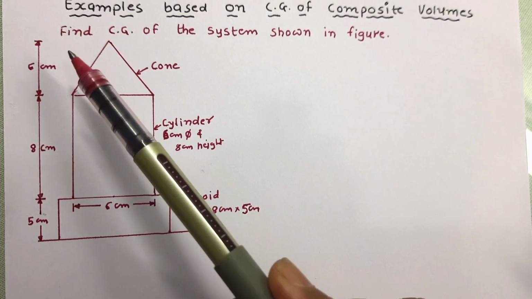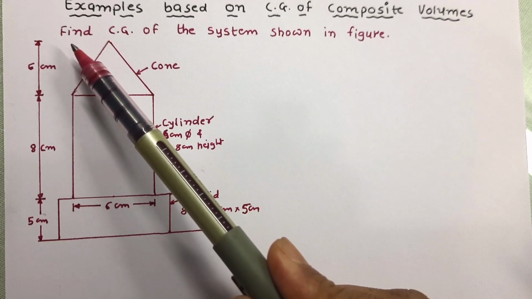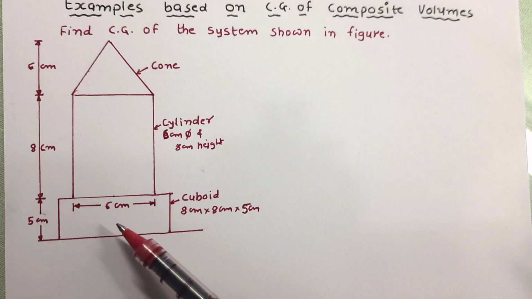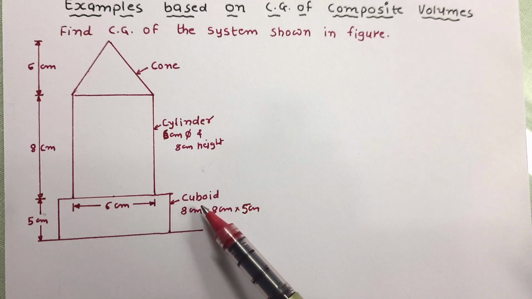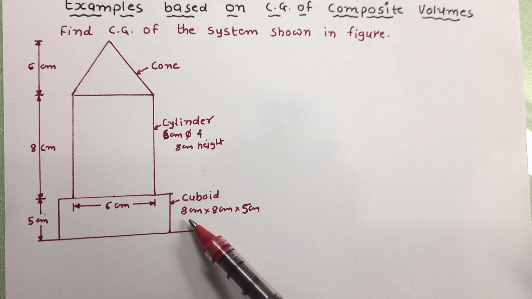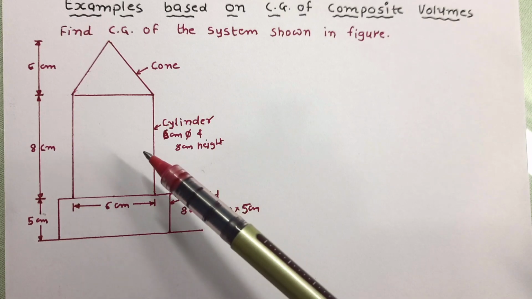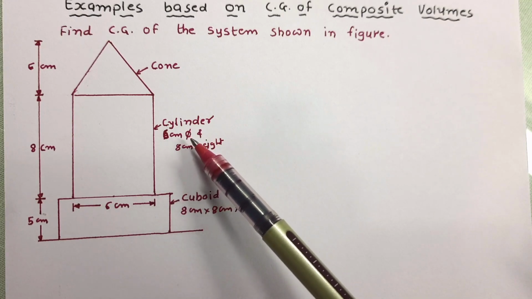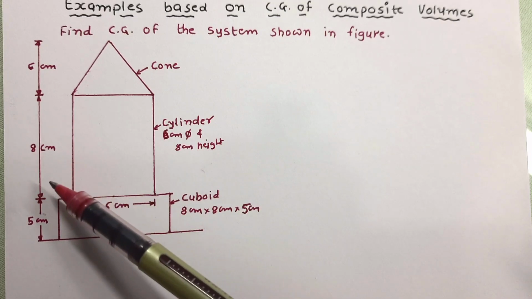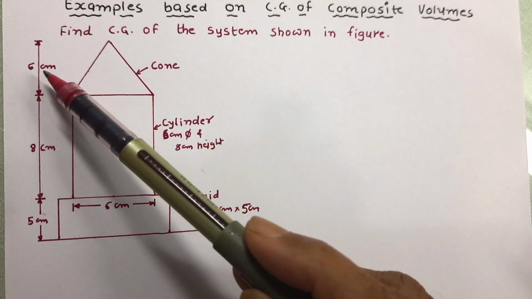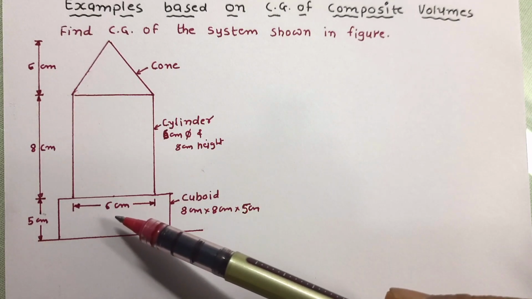So this is the problem given. We'll read the data first. Find the CG of the system shown in figure. So here different objects are there. At the base, a cuboid is there which is having dimension 8 cm by 8 cm by 5 cm, on which a cylinder of 6 cm diameter and 8 cm height is kept, above which a cone having 6 cm height and 6 cm base is kept.